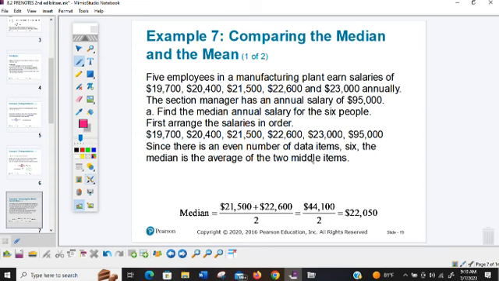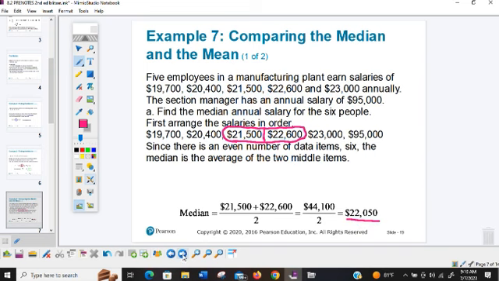We put them in order, and once we do that, let me underline up here. These 2 are in the middle, right? We don't have just one number in the middle. We have these 2. There's 2 on the left, 2 on the right. So we want to add these, divide by 2, because we want to know what's in the middle right here. And that would be 22,050. If you look at this data, 22,050 is a pretty good representation of what's going on, okay?